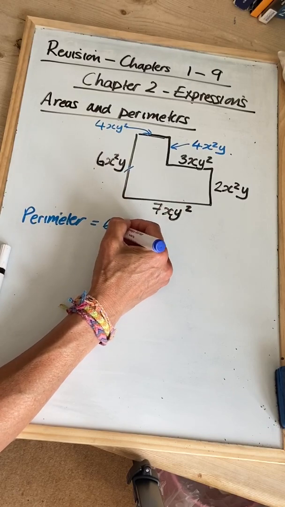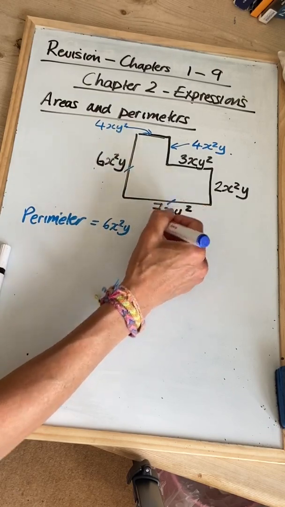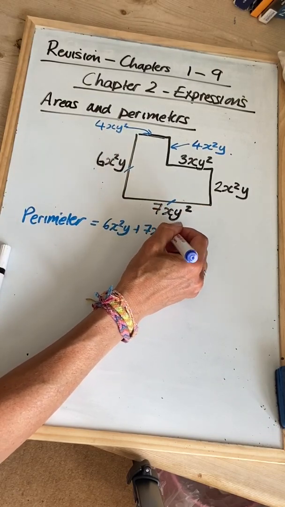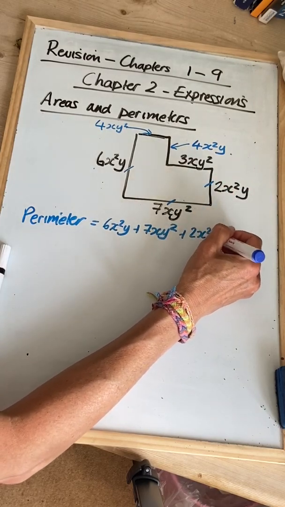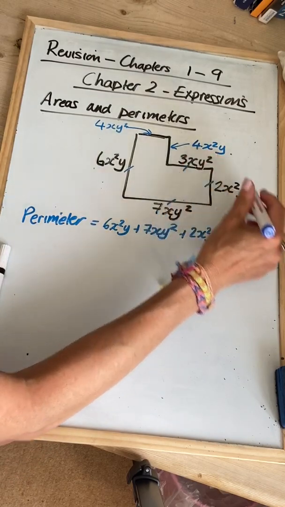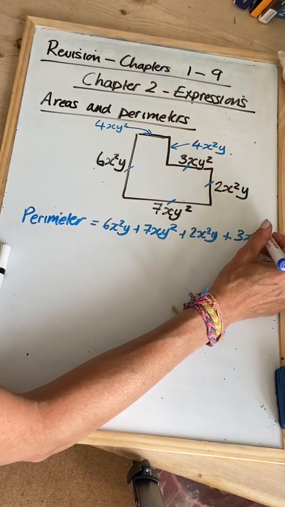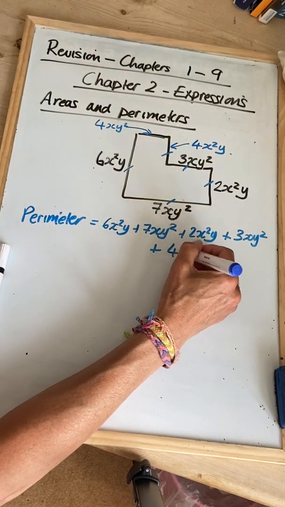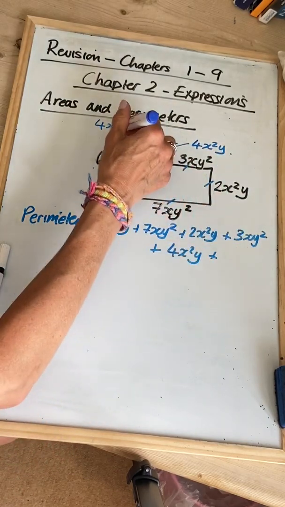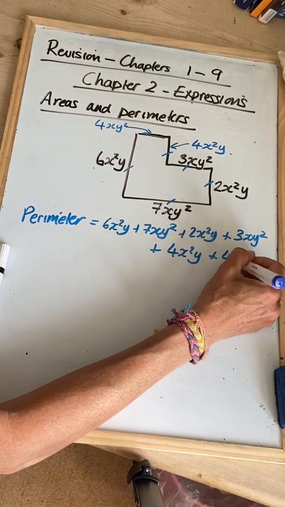So we've got a 6x squared y, we've got a 7xy squared, we've got a 2x squared y, we've got a 3xy squared, we've got a 4x squared y, and we've got a 4xy squared.